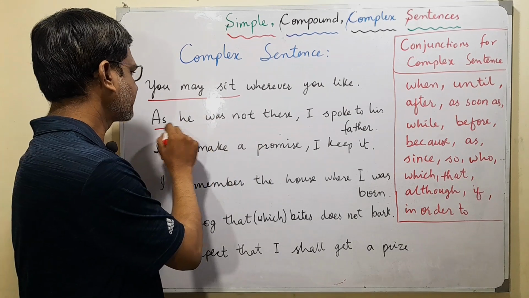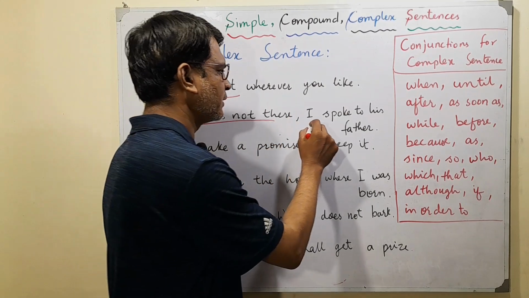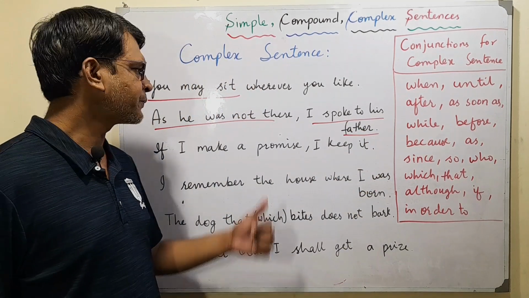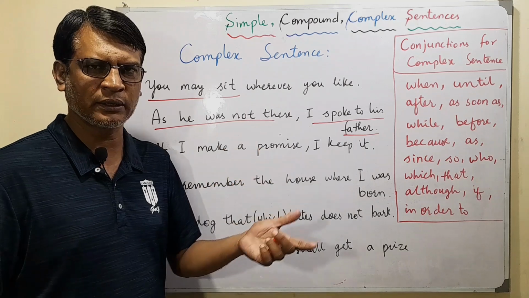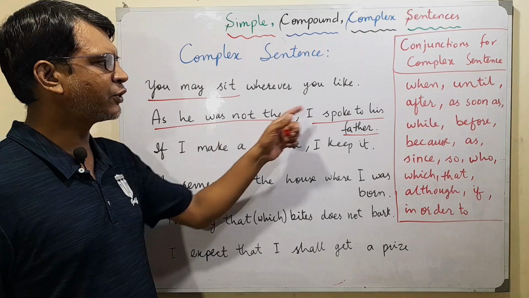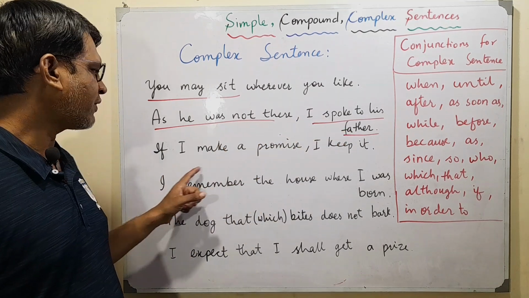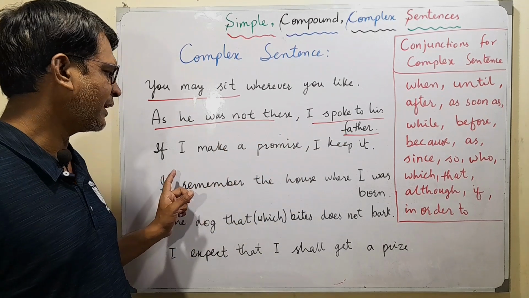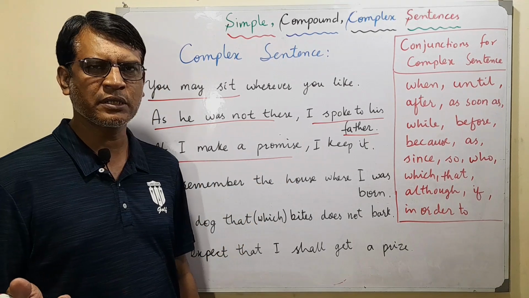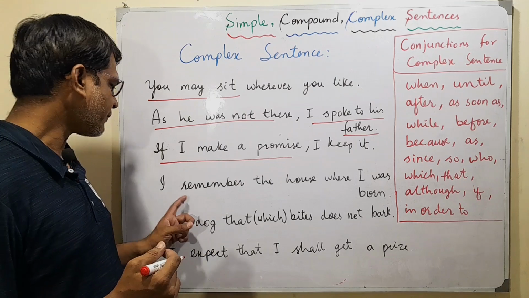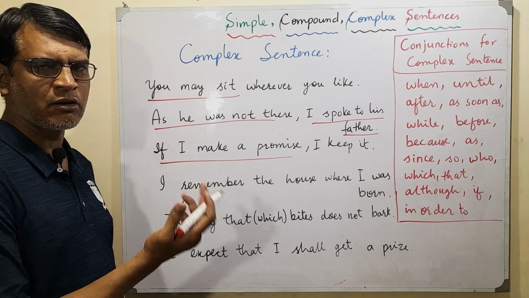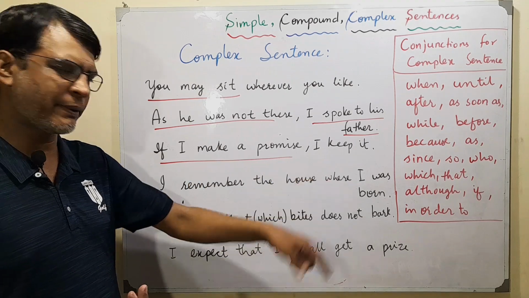"As he was not there, I spoke to his father." "I spoke to his father", okay, fine, no problem with that. But "as he was not there", so what? You need some more explanation. Therefore, you go for independent clause. "If I make a promise, I keep it." Again, this is dependent. "I keep a promise", okay. "I remembered the house where I was born." "I remembered the house", fine, independent clause. "Where I was born", dependent clause.